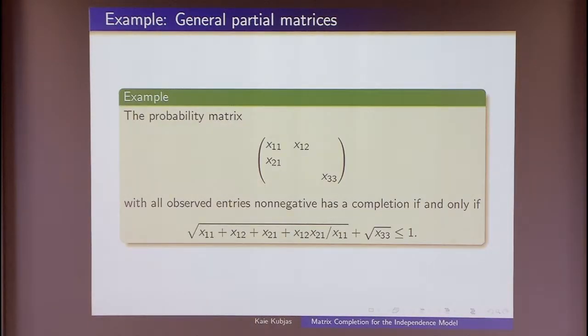Okay. And so another example, suppose we have this kind of probability matrix with all observed entries non-negative. It has a completion if and only if this sum is less than or equal to 1. So we have filled out this entry and then used the diagonal form.